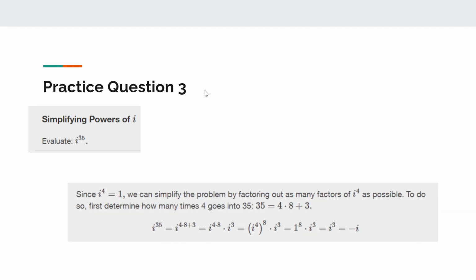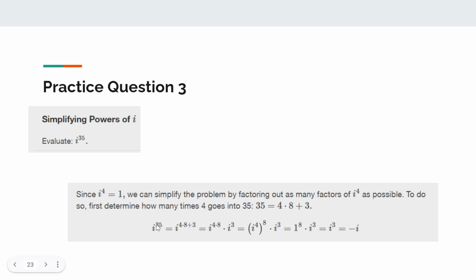Right, here's the answer. Since i to the power of 4 is equal to 1, we can simplify the problem by factoring out as many factors of i to the power of 4 as possible. So to do so, first determine how many times 4 goes into 35. So 35 is equal to 4 times 8 plus 3. 4 times 8 is equal to 32. So 32 plus 3 is equal to 35.